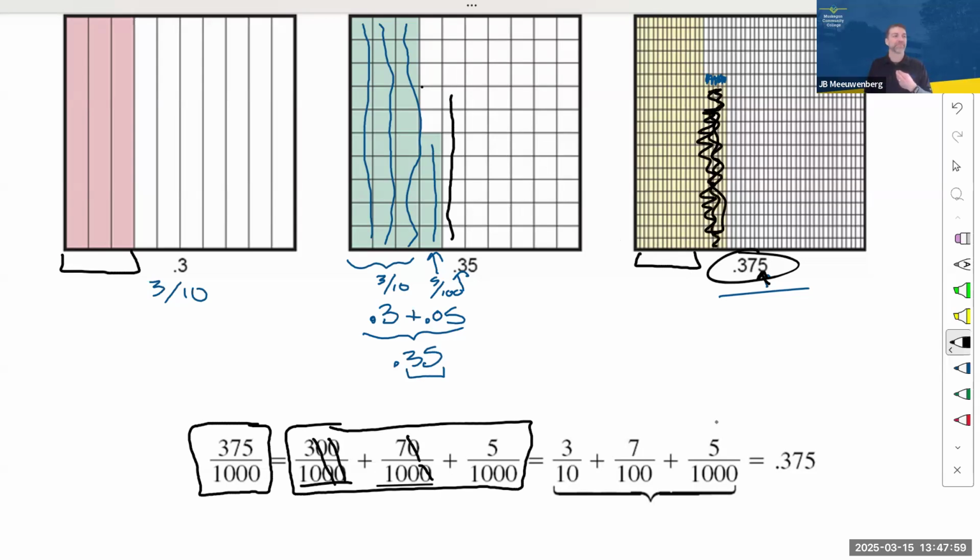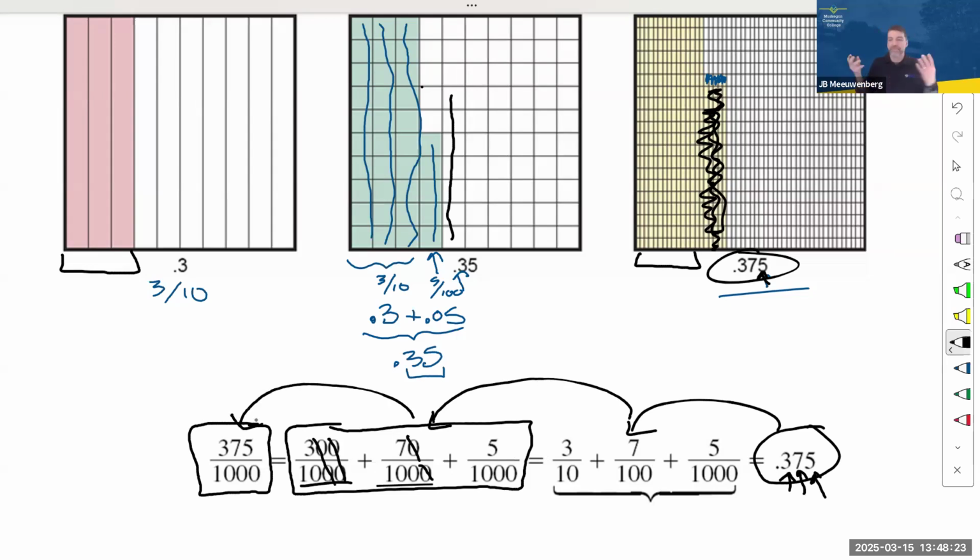About up to right there, okay? And then we have the 5 thousandths at the end. 3/10, 3/10, 7/100ths, 7/100ths, 5 thousandths. So it's so important to be able to link these things together. Understand where these numbers come from. They come from here. Those can be rewritten as this.